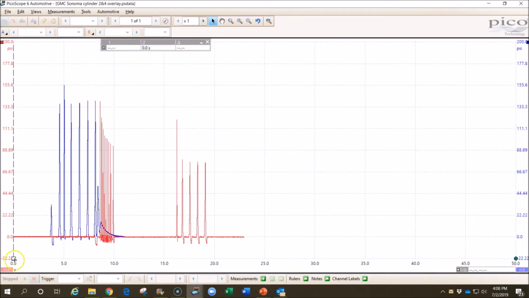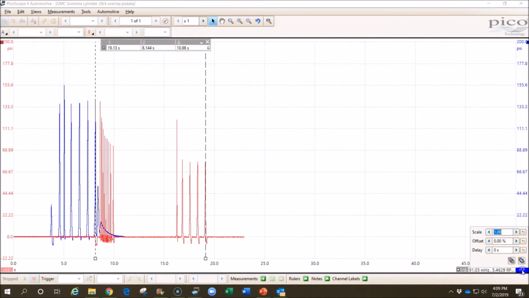It looks like the RPM at this point during cranking on the blue channel is very similar to the RPM that happened on the red channel at about this point. So we're going to try to line these up. So I want to see what the distance is between here and here so I can adjust my delay. So I want to move this blue reference waveform to the right so that it lines up with this. And I can see my distance is 10.98 seconds. That's the difference between the two.